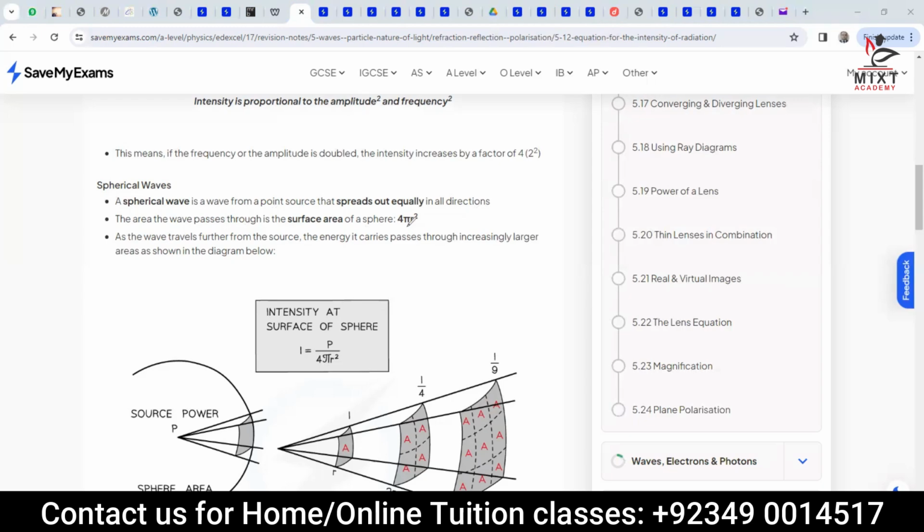Because they are passing in each and every direction, we take it as a sphere, and the total surface area of a sphere is 4 pi r square. Now we know the formula we already have is I is equal to P upon area. So instead of area, you put I is equal to P divided by 4 pi r square. So the formula is changed for the intensity at the surface of a sphere. This is a separate formula for a separate entity, right?